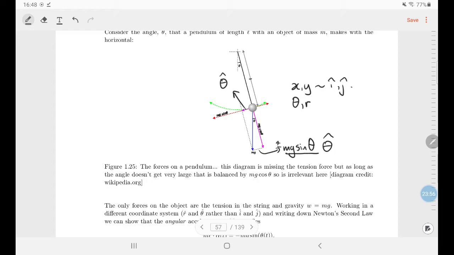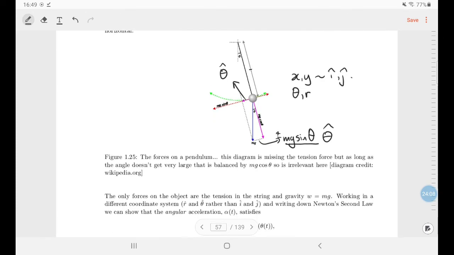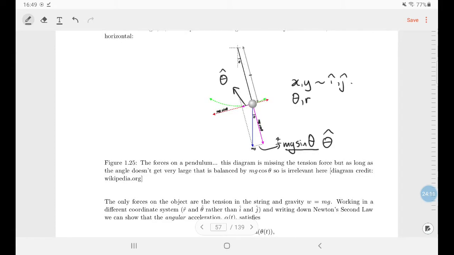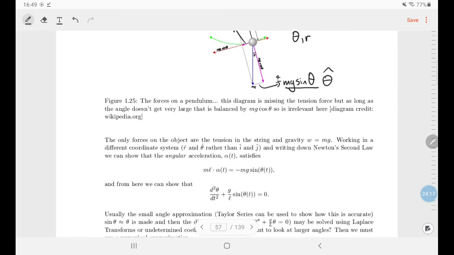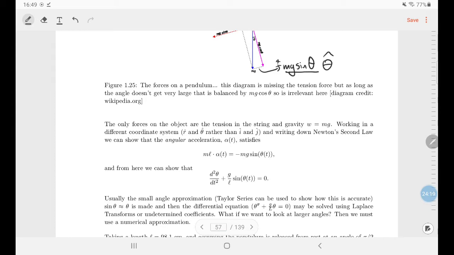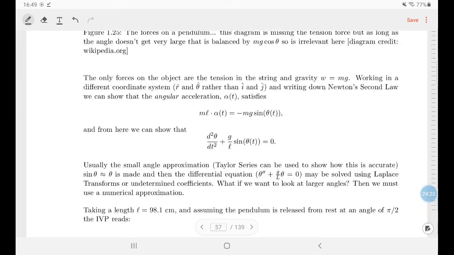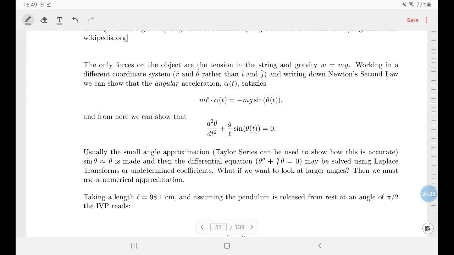Okay. So the force on the pendulum is missing the tension force, but as long as the angle doesn't get too large, this is balanced by mg cos theta anyway. It's going to be balanced all the time because we're not going to have a string here. We're going to have a rigid yoke here, so there'll be no bother. So the only forces are the tension and gravity. Working in a different coordinate system, as we said, and writing down Newton's second law, you can show, I won't go through it, where alpha is the angular acceleration, that's the second derivative of the angle, and everything here should be in radians, you get the pendulum equation.